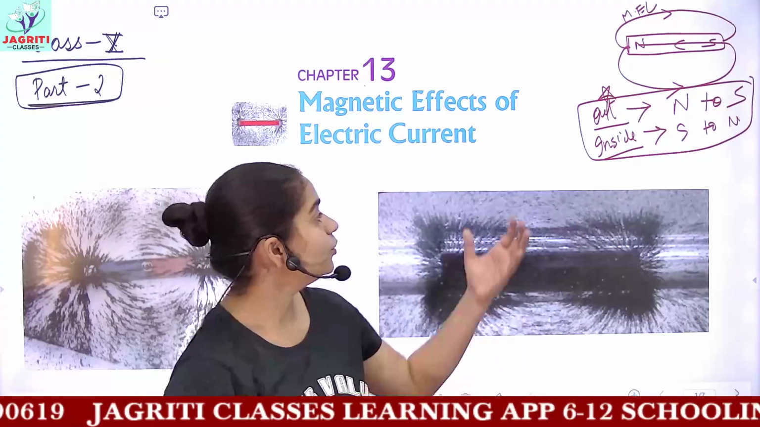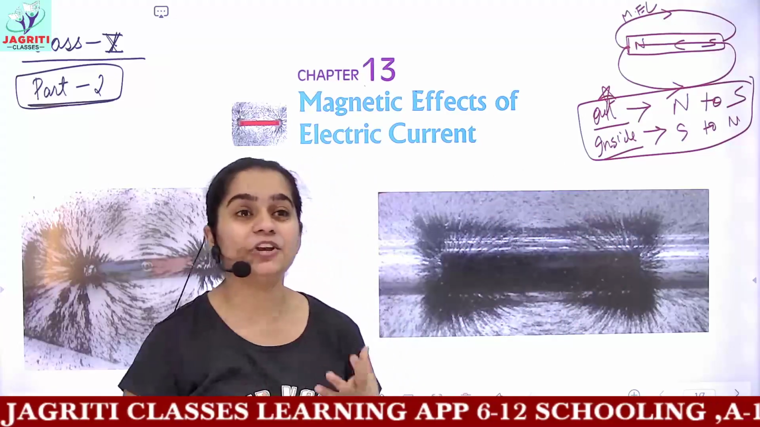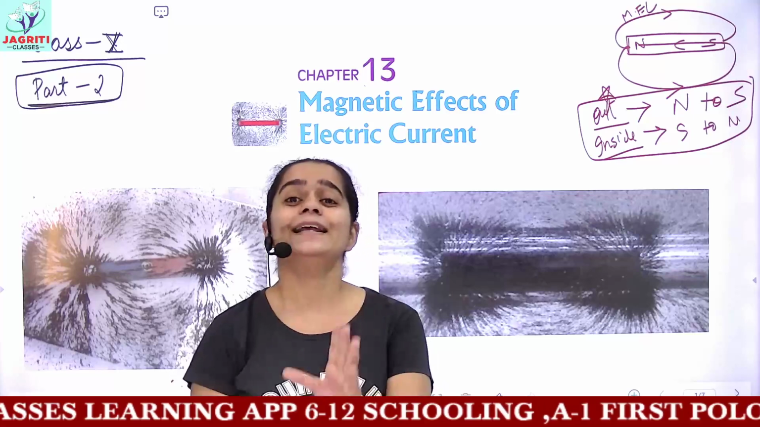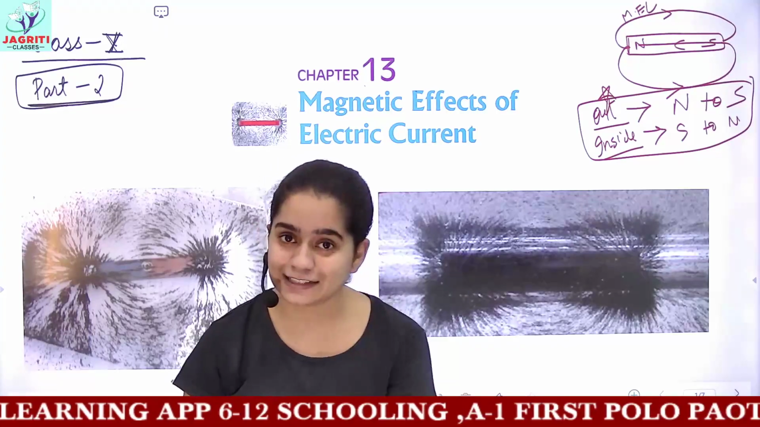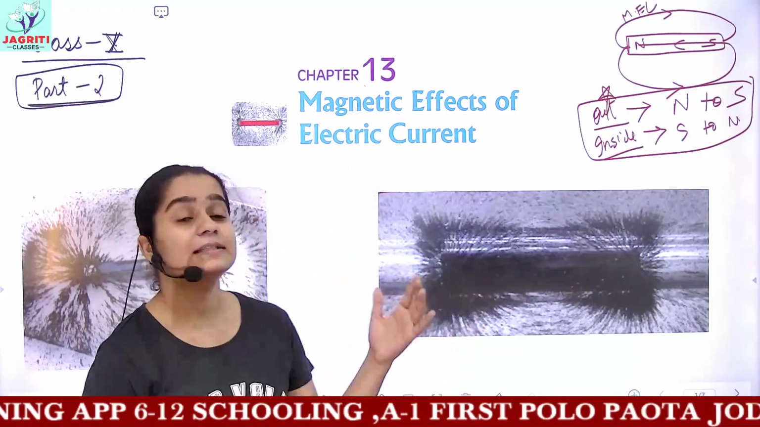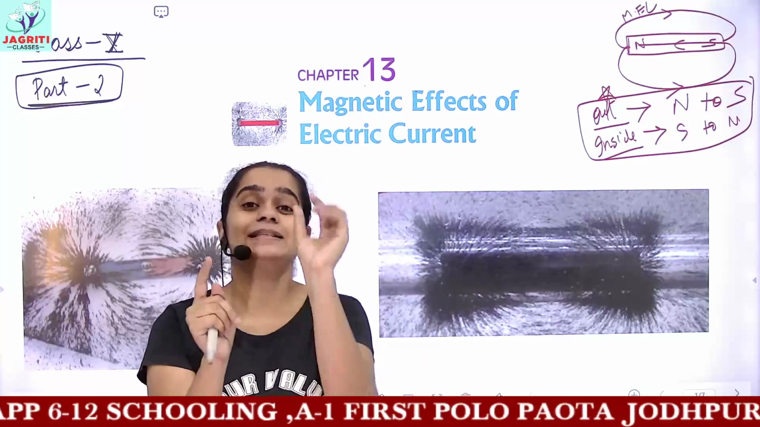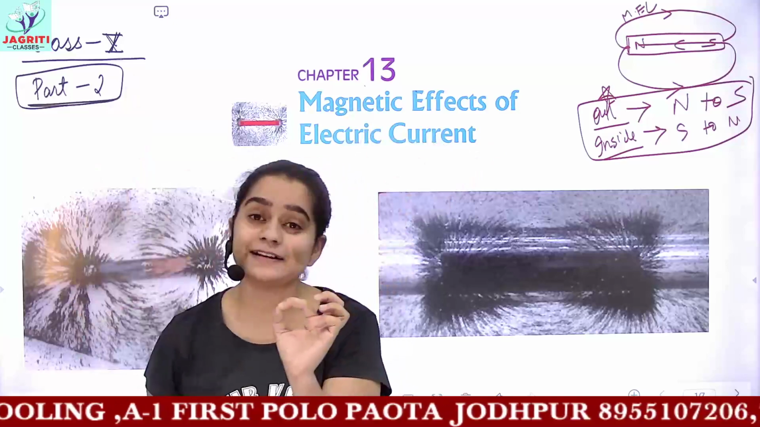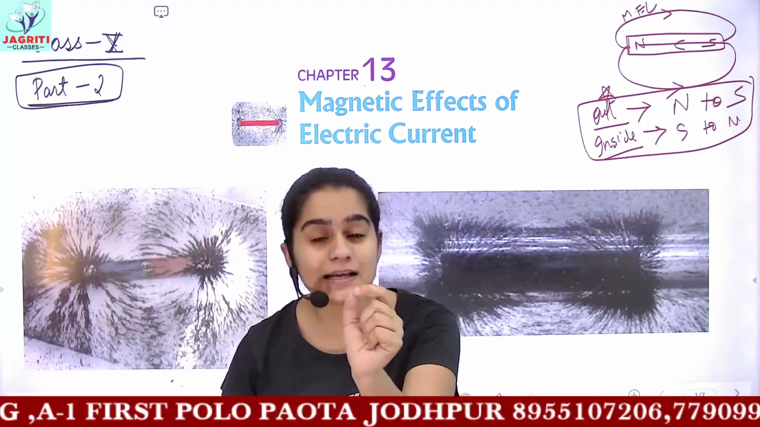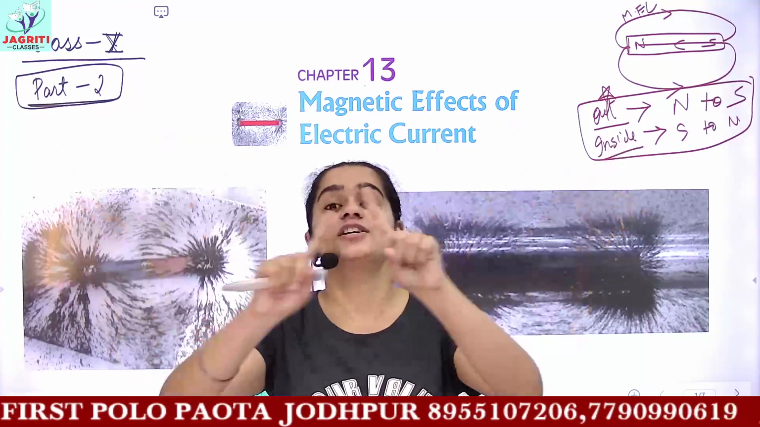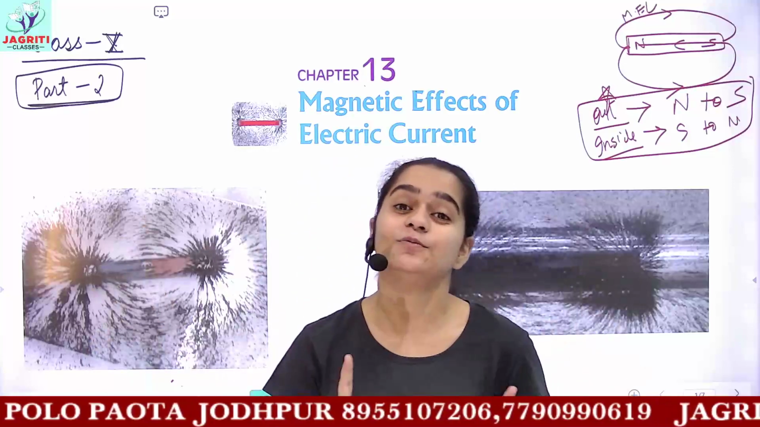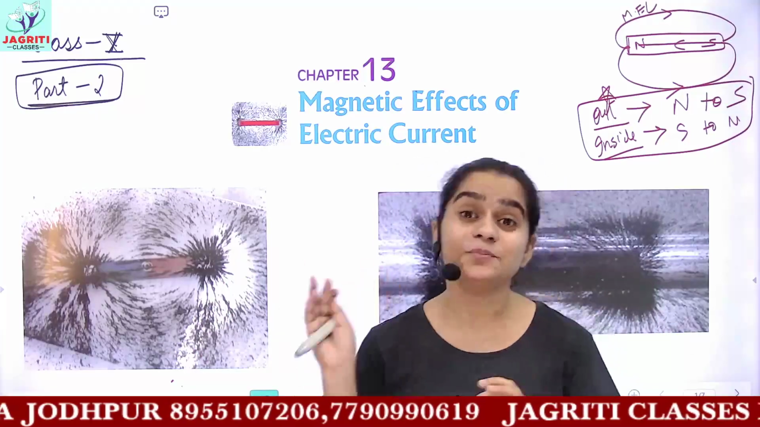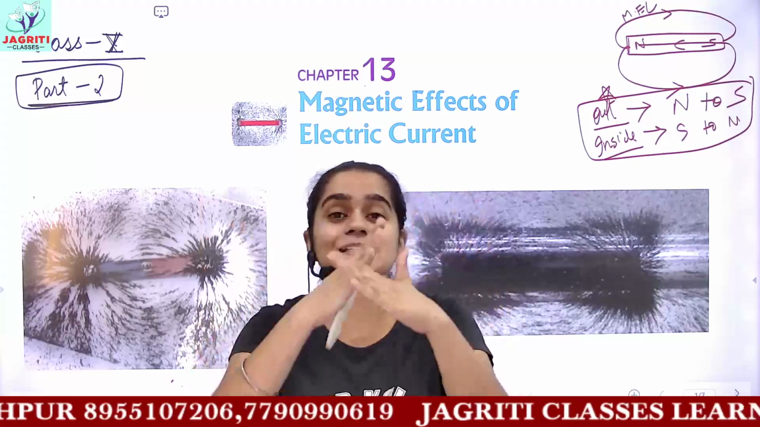Then I told you many other properties: the magnetic field lines do not intersect. This is again a very important question. Why do the magnetic field lines not intersect? If the field lines were intersecting, it would mean that at a single point you have two different directions of magnetic field, and at one single point, two different directions are not possible. So the assumption that magnetic field lines can intersect is incorrect.